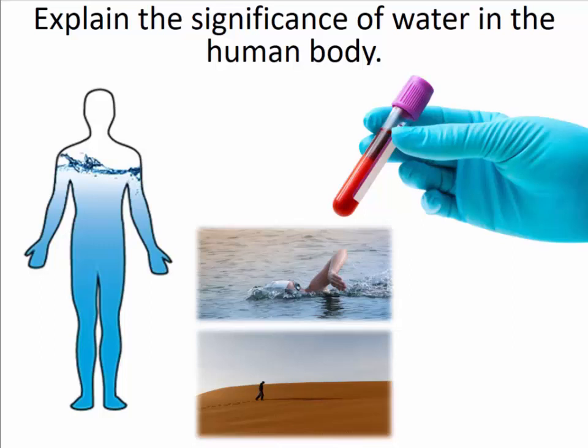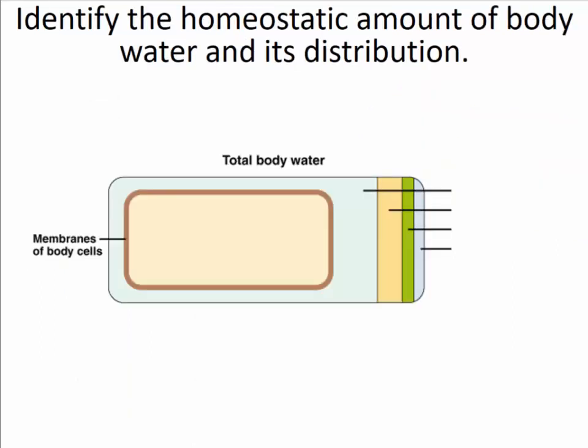And so our body maintains homeostasis of our water levels because it's so important to our function and we have so much of it in our body, but we need to maintain the appropriate balance of it. So let's discuss the homeostatic amount of body water and its distribution. In the image here, we're looking at one single cell sitting in a representation of all of the water of our body that's outside of our cells.